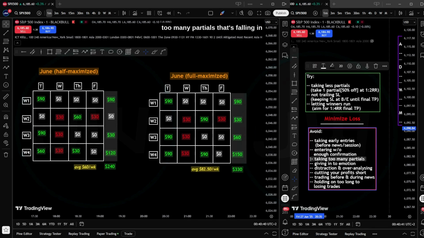Taking too many partials, that's falling in line with our trade management. So that is why we're sticking with the one partial at 1 to 2 risk to reward, 50% off. Because there were some cases where the trades that I have taken, maybe not this June, but previous months, we're also taking those things into account. There were cases where we took so many partials in succession that we were just cutting our profits and trying to lock in money out of fear and without any real logic. We're just cutting a lot of our winners, taking too many partials too close together. So that's just something to take note of. Giving into emotion, that's a general thing.